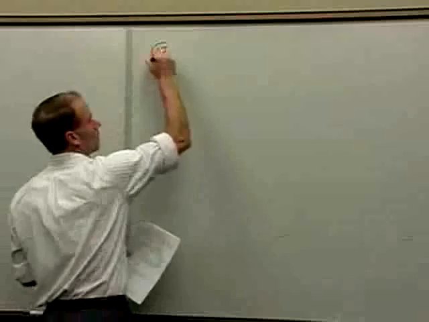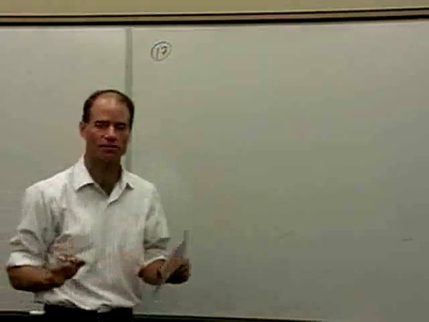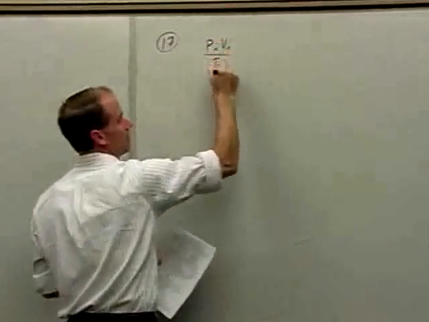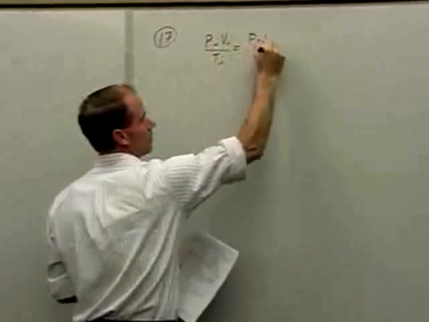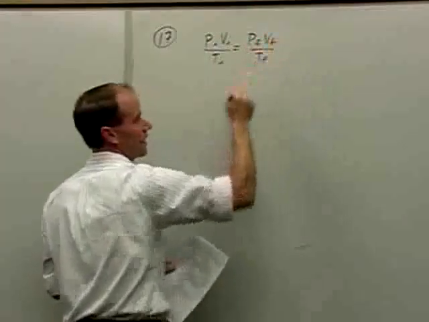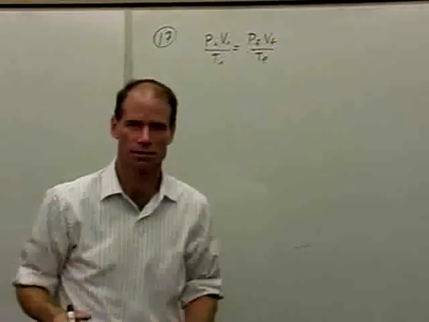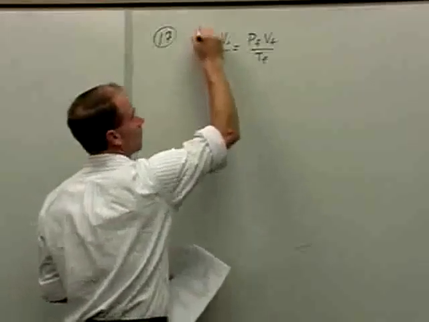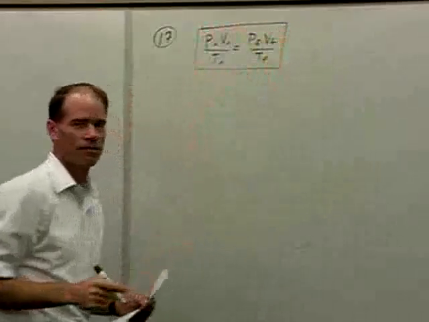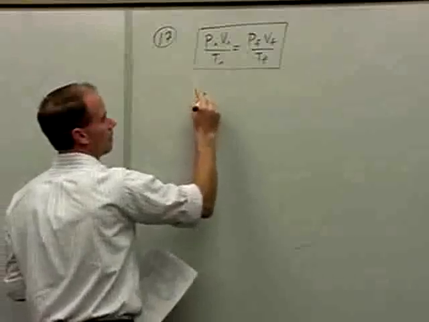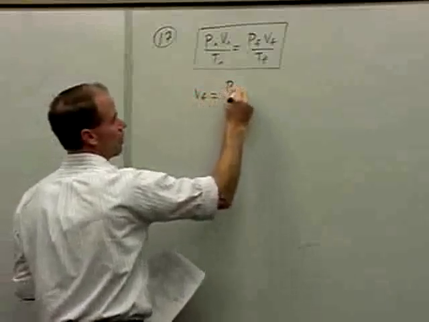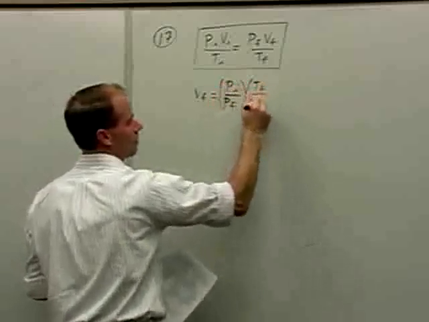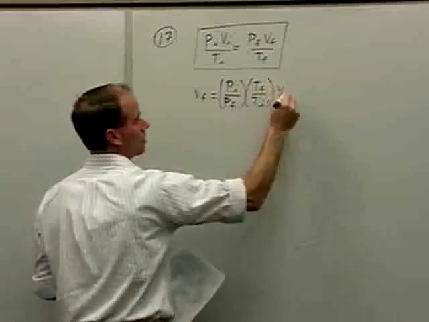So, let's start off with our ideal gas relationship. We have P initial, V initial over T initial equals P final, V final over T final, because we have a contained gas within the diver's lungs, and so the number of moles is not going to change. R is not going to change either. We want to find the final volume. So the final volume will be our initial pressure divided by the final pressure times the final temperature over the initial temperature times the initial volume.